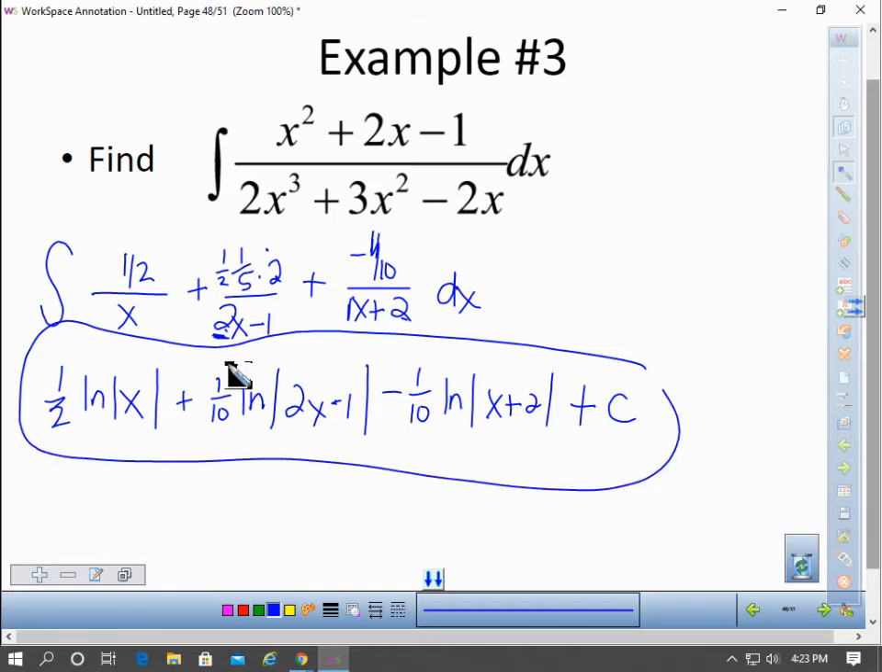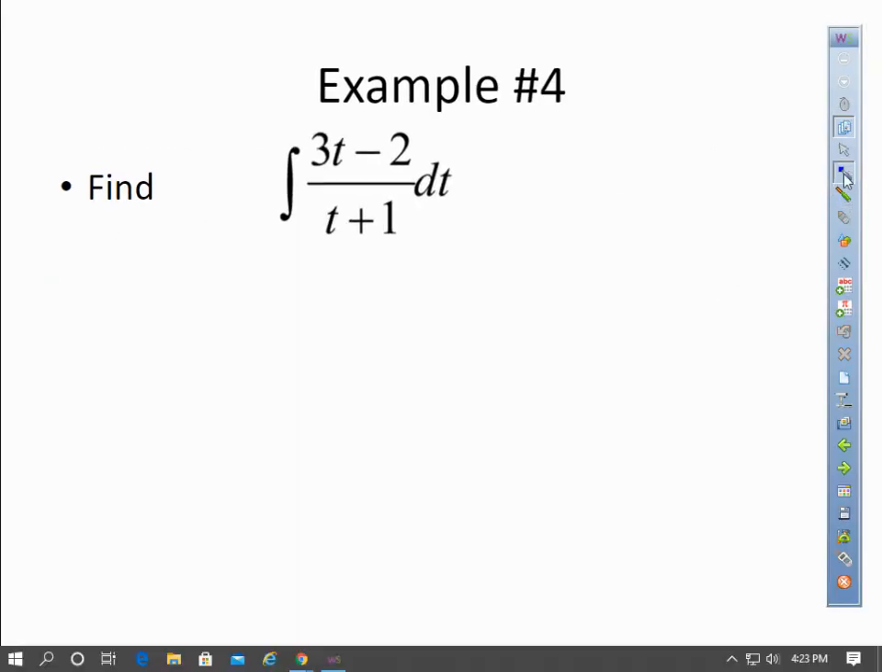We'll have a few more here as we go down doing some more problems. We'll have a few more that have coefficients in front of our linear factors. All right, so you're doing the partial fraction decomposition, and then once you do that, your antiderivatives are pretty easy. They're ln's. Just be careful when we have coefficients, and we'll do some more of those as we go.